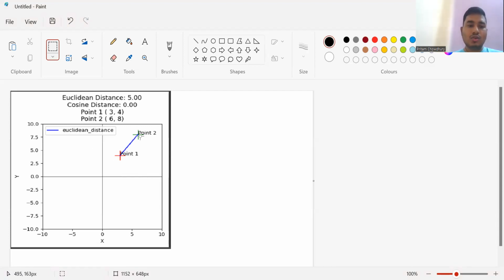But these two distances, cosine distance and Euclidean distance, together tell very important information about the two vectors. The Euclidean distance tells us the physical separation, whereas cosine distance tells us the direction of the vectors and their orientation. So I hope this clears up the discussion of the relation between cosine distance 0 and Euclidean distance. Thank you.